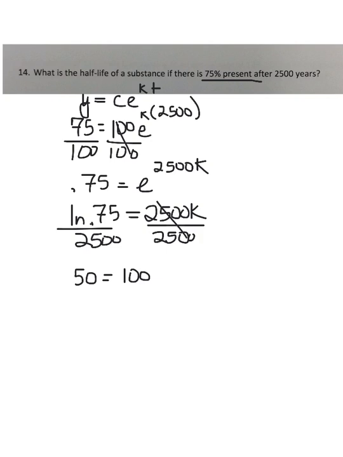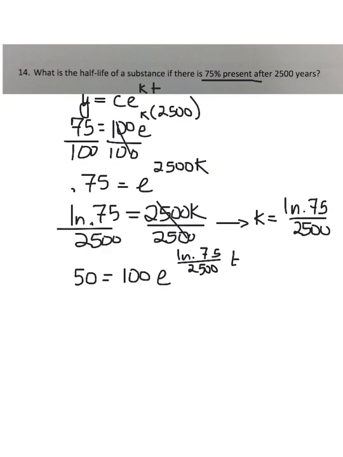And then we're going to do e to the, now I didn't write what the k was, but hopefully you realize that it's the ln of 0.75 over 2500. Okay, so then I'm going to put that in right here. So e to the ln of 0.75 over 2500. And they're looking for time, right? We want to know what that time value is.